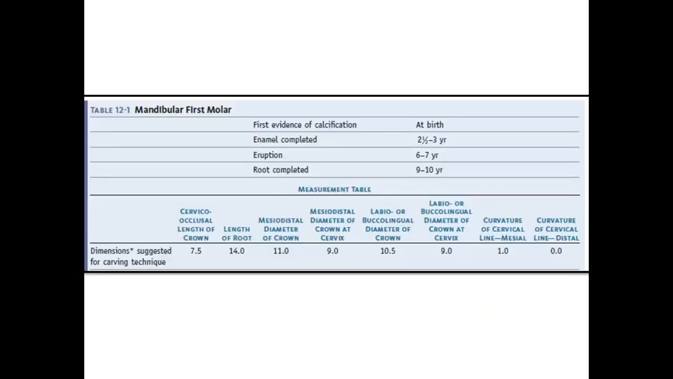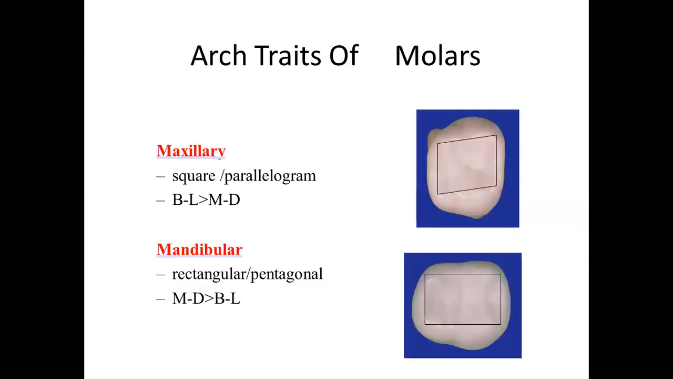To study the dimensions of the mandibular first molar, the cervico-occlusal length is 7.5. However, the length of the root is 14. It has more mesodistal dimension in comparison to the buccolingual dimension. Mesiodistally at the crown it is 11 and at the cervix it is 9. Whereas the buccolingual dimension at the crown is 10.5, at the cervix it is 9. The curvature of the cervical line mesially is 1. However, on the distal side it is flat, or it is 0.